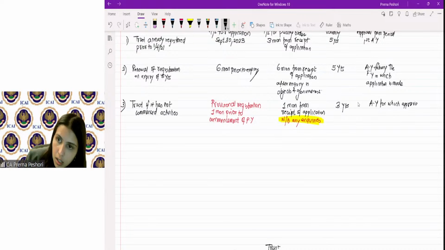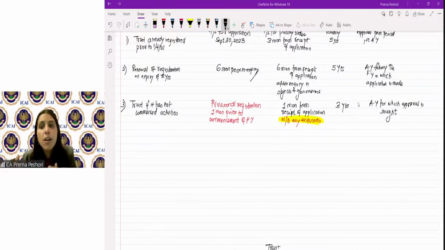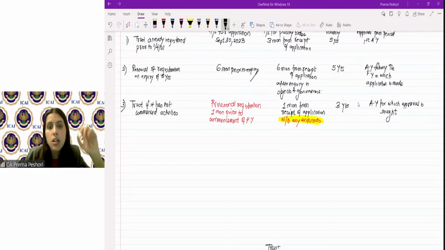And this will be given from the AY for which approval is sought. Are we clear? Yes or no? So from that particular AY in which the approval is sought, this registration will be valid. Are we clear? Yes or no? This is again applicable the same for both the 1023C as well as section 11. Clear? This will be without any detailed inquiry.